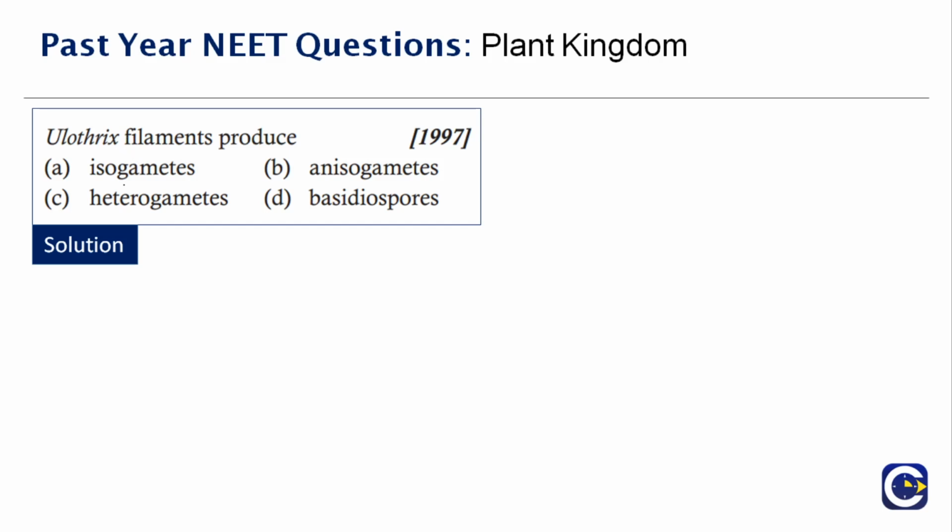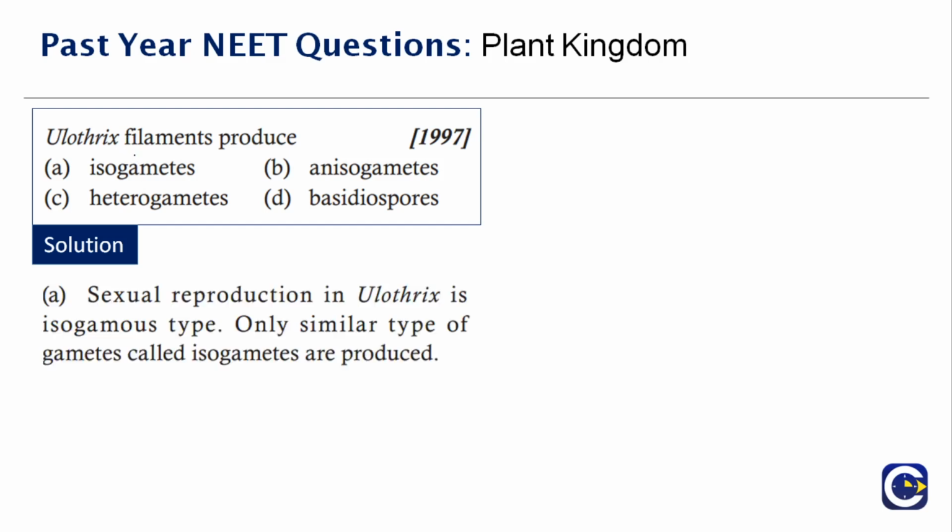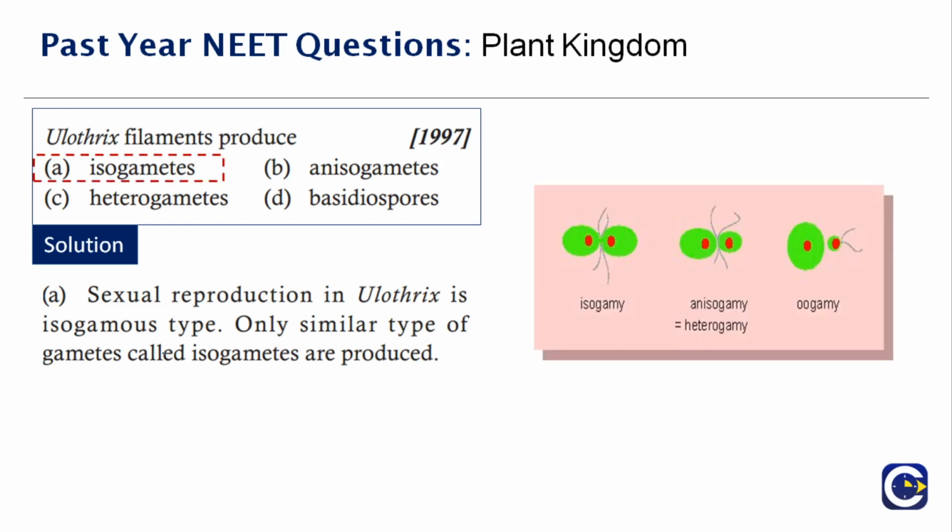So now these filaments, what do they produce? The correct answer is isogametes. The correct answer is option A. When I say isogametes, they are fusion of gametes with similar size. So here they have clearly mentioned sexual reproduction in Lothrix is by isogametes. Only similar type of gametes called isogametes will be produced. We have different types, anisogamy, oogamy, but here Lothrix filaments will produce isogametes. So the correct answer to this question is option A, isogametes.